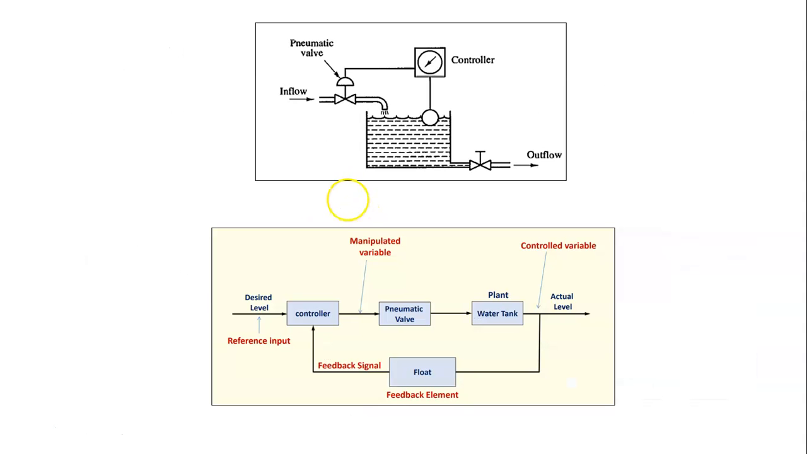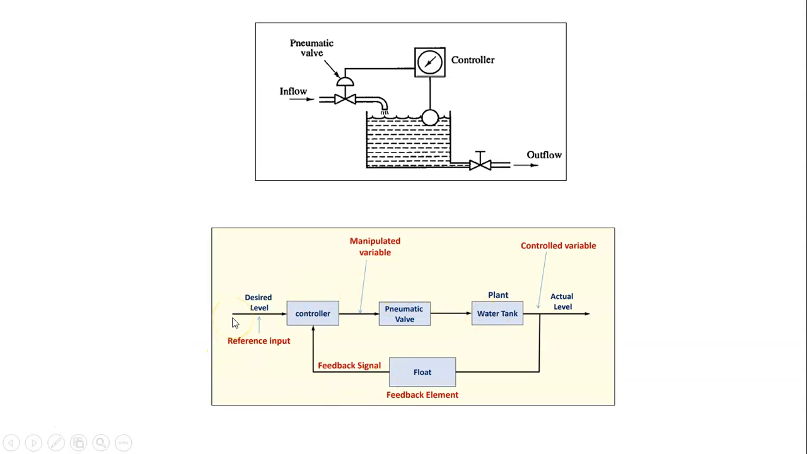Now again you see the same diagram. This is the tank, this is the water level, this is the inlet pipe through which water is coming inside the tank, this is the outflow, this is the float. Float indicates water level. This is the controller. This controller operates this pneumatic valve. Now you just see this diagram, the whole diagram is represented by this block diagram.